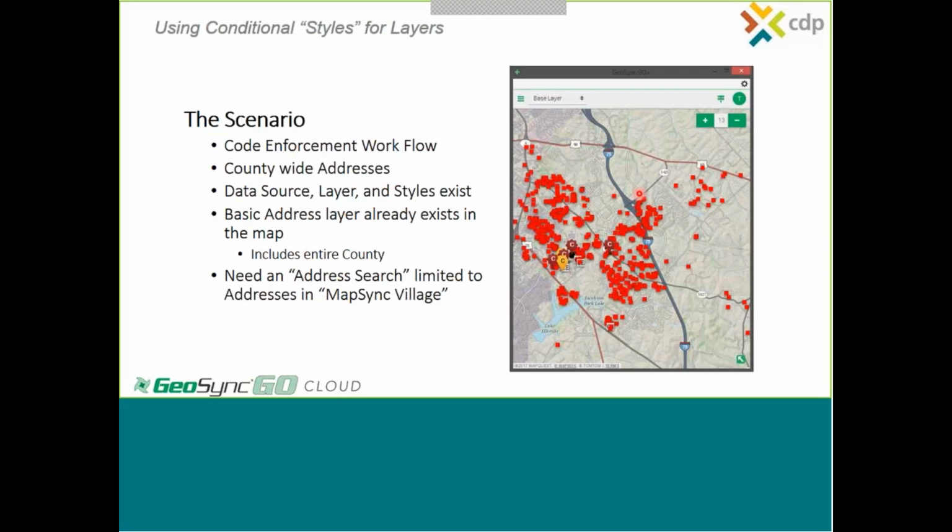The scenario today, looking at searches: we are working in our code enforcement workflow, and for this workflow, we have a countywide address data source. We already have the data source there, our layers are there, our styles already exist, so all the basic stuff is there. The basic address layer that already exists in the map includes the entire county.